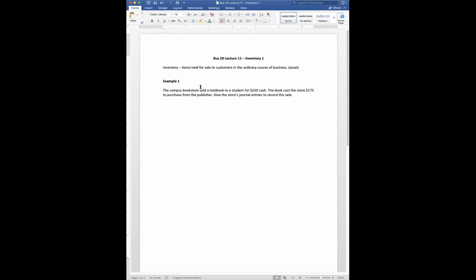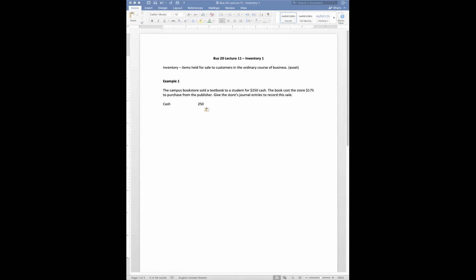All right, so going back to the bookstore, the campus bookstore sold a textbook to a student for $250 cash. The book cost the store $175 to purchase from the publisher. Okay, so we're going to work on what the journal entry would be. Now, the obvious thing here is $250 cash. So the bookstore is going to receive $250 cash. And they're receiving the cash because they did something for a customer. So the credit is going to be revenue.